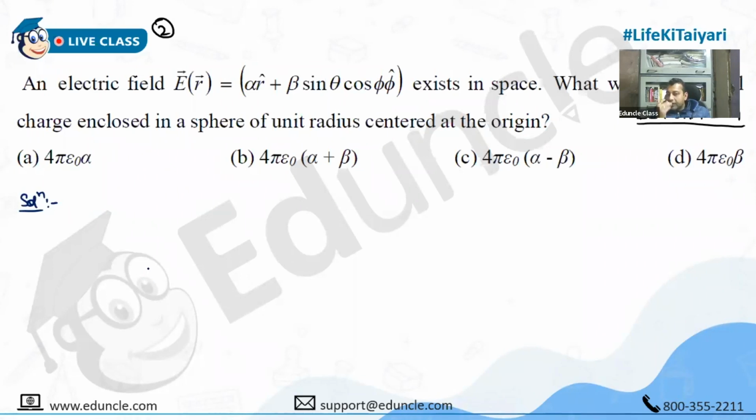Hint from my side is you can make use of Gauss's law. In order to calculate the charge, you can make use of Gauss's law because electric field is known. And you know that flux is Q by epsilon naught and flux is E dot ds. Yes, Ritika, very good. So Q is equal to epsilon naught E dot ds.